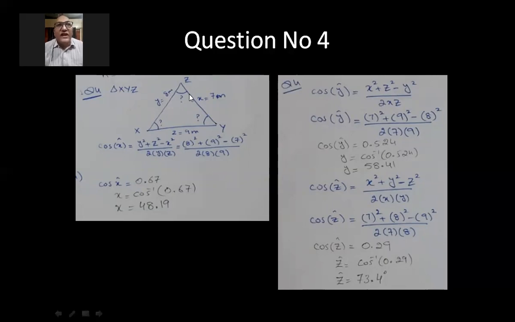For example, if you want to find the angle Y here, the formula uses the two sides between which the angle lies, X and Z. So the formula becomes cos of Y is equal to X square plus Z square minus Y square divided by 2XZ. You substitute those values. In your calculator, you will enter 7 square plus 9 square minus 8 square equals, divided by 2, divided by 7, divided by 9, equals. Then you will hit shift cos answer equals. So the angle of Y will be 58.41.